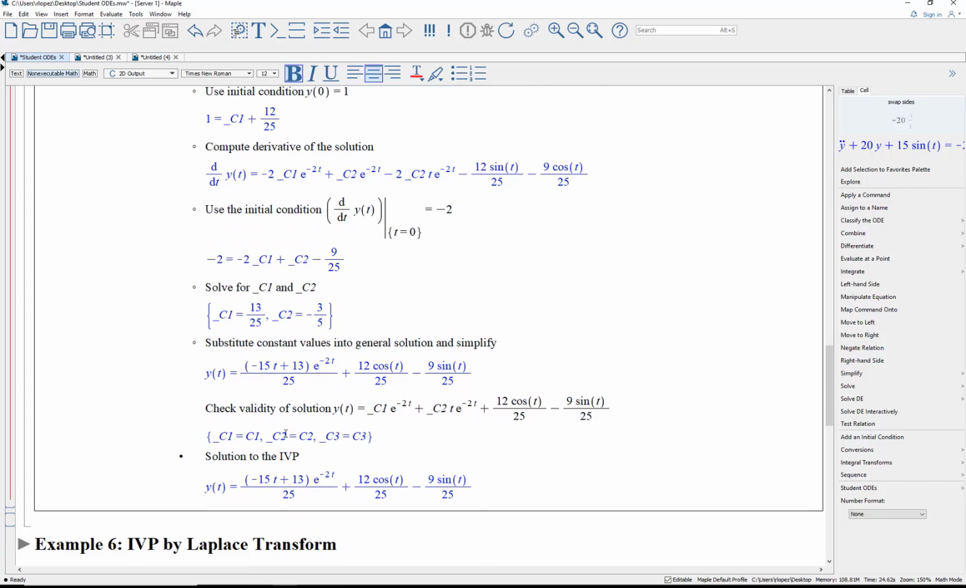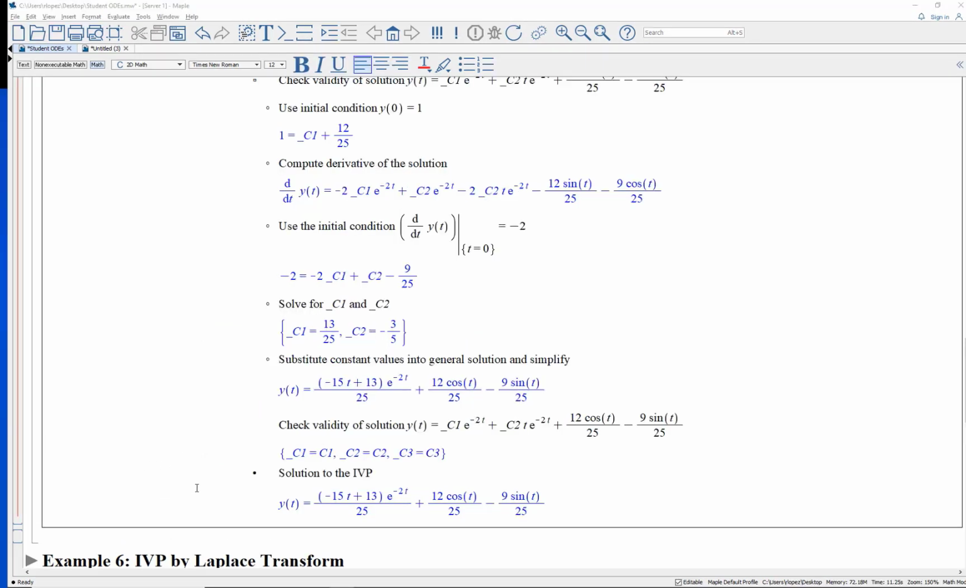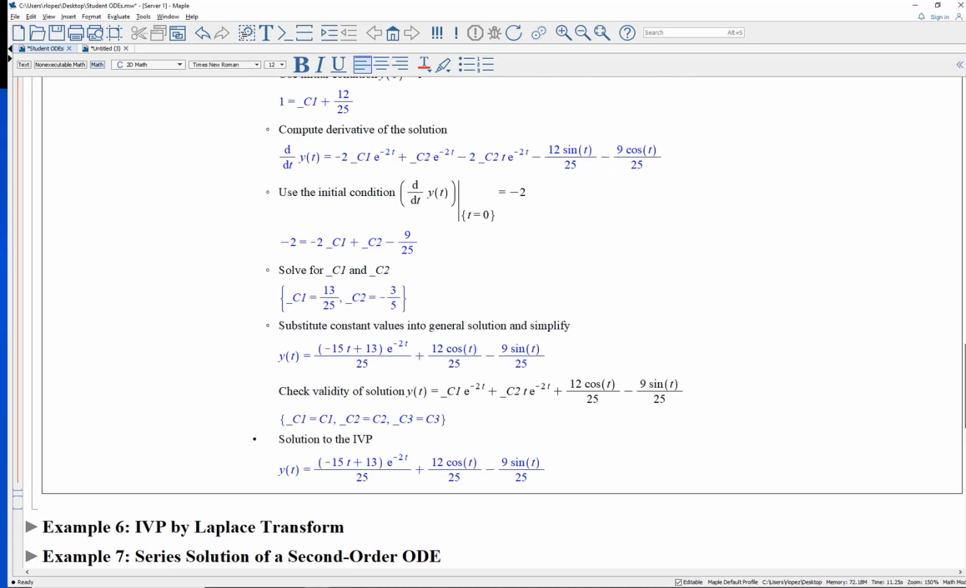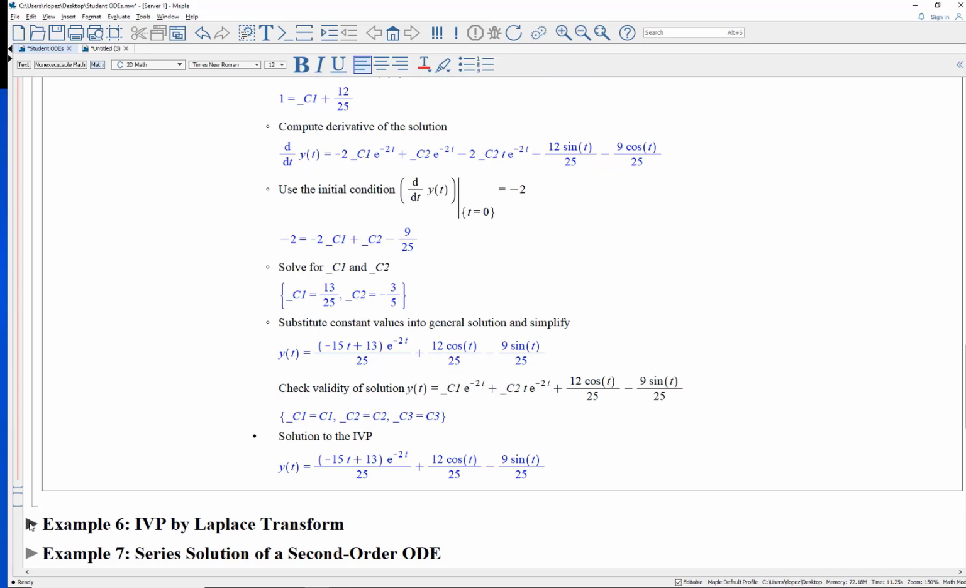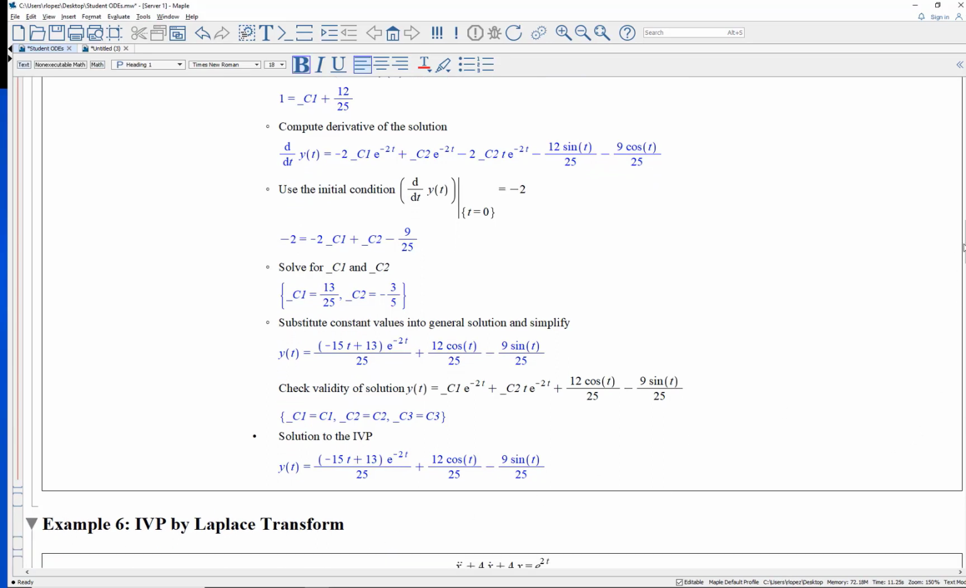Maple decides here it wants to check the validity of this general solution, and this statement saying the constants are all equivalent is its way of making that check, and it finishes with the solution to the initial value problem. The sixth example has us solving an initial value problem by the Laplace transform.